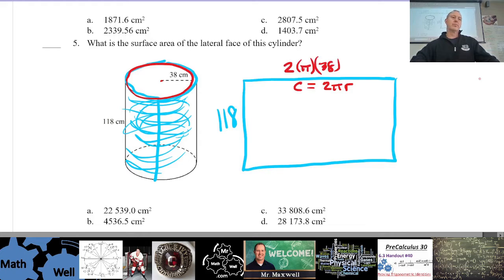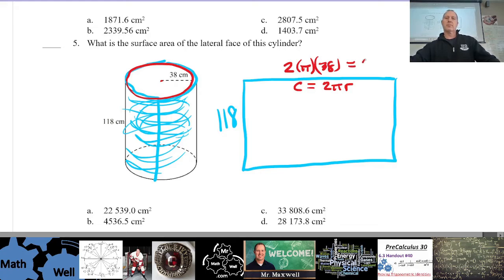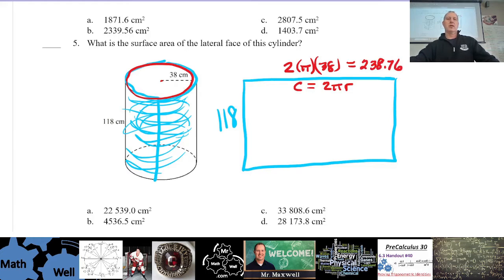It's 238.76. This is right here? Yeah, the circumference is 238.76. Okay, everybody else get that too? Okay, we'll do a quick check on that.